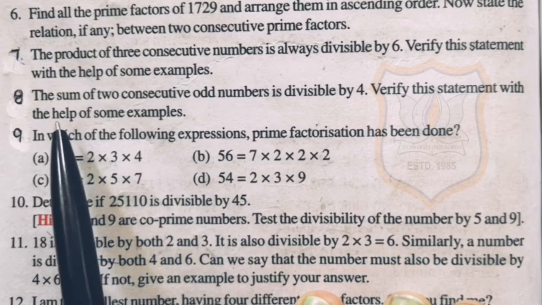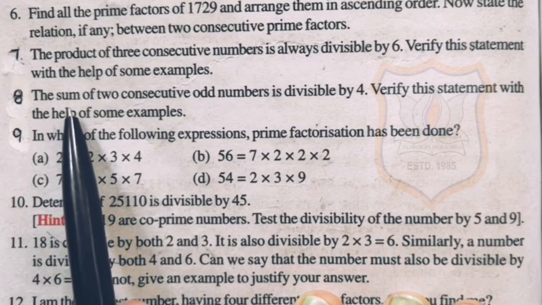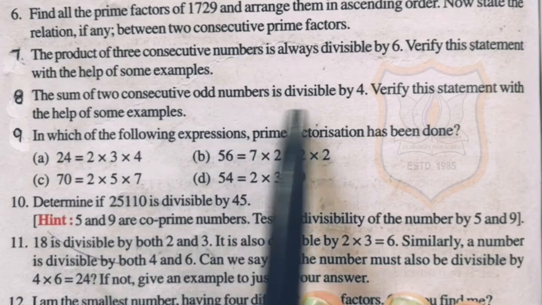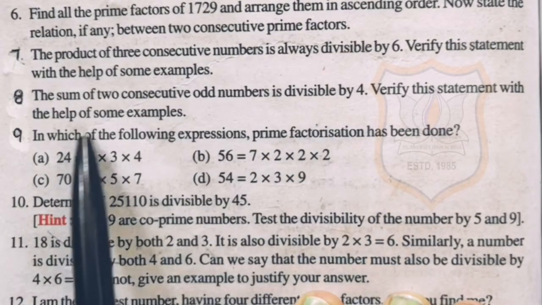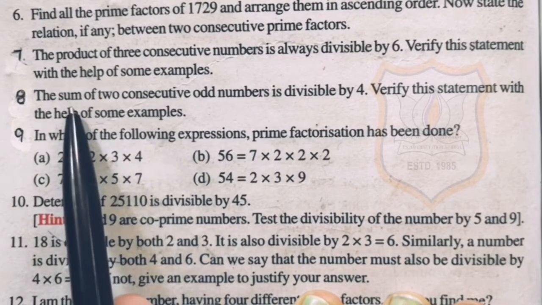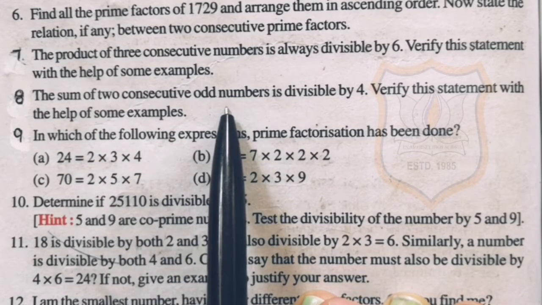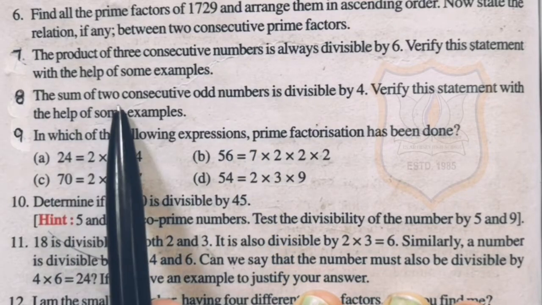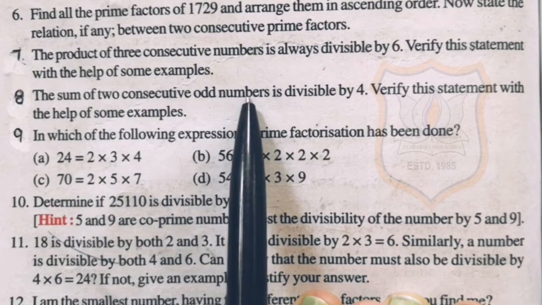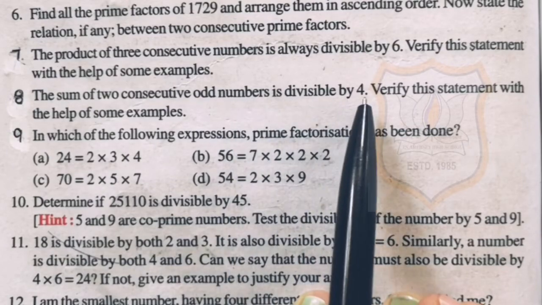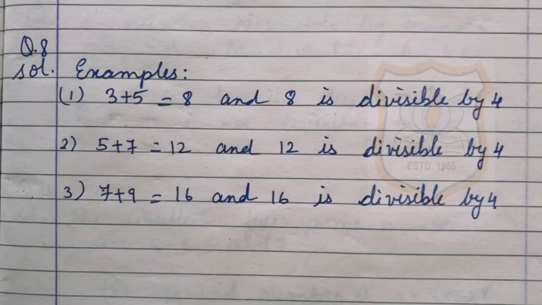Students, here we have to find out whether the sum of 2 consecutive odd numbers is divisible by 4 with the help of a few examples. Sum means we have to add 2 consecutive odd numbers. Odd numbers means numbers 1, 3, 5, 7, 9, 11 and so on are odd numbers. We have to add 2 consecutive odd numbers and find out whether they are divisible by 4 or not. Solution for sum number 8.